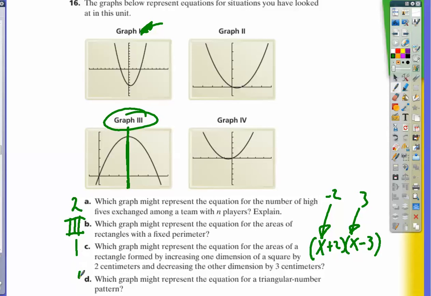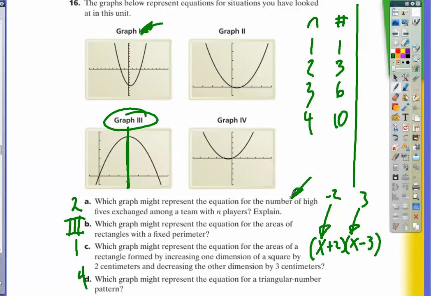Obviously this is going to be 4, but the triangular numbers, remember, was 1. This is your n value, and this is the number. So 3, 6, and 10. You realize that that is incredibly close to this situation with the high fives. In the high fives, we had 0, 1, 3, 6, 10.